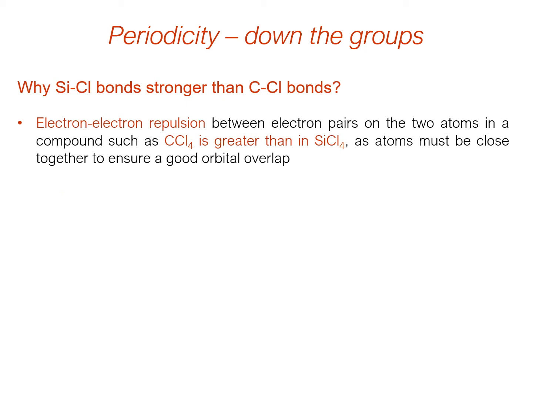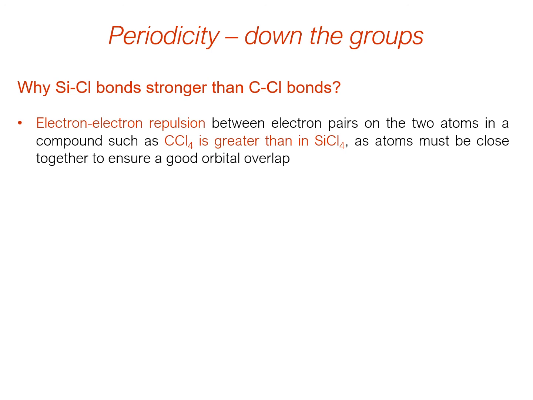And why is this? Why is the silicon-chlorine bond stronger than the carbon-chlorine? So this is mainly due, or in part due, to the fact that there's electron-electron repulsion between electron pairs on the two atoms. So in the example without lone pairs, CH bonds, for example, the only electrons are between the carbon and the hydrogen. So this is why it needs to be with lone pairs on the chlorine, for example. Atoms have to be close together to ensure a good orbital overlap, and where carbon's smaller than silicon, the atoms are going to be closer together.